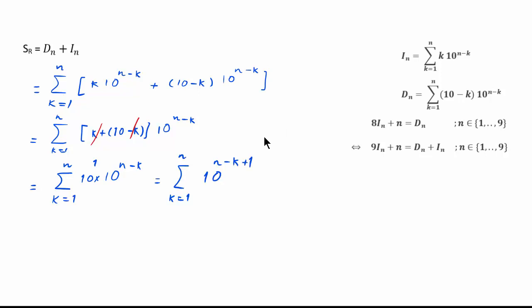And now we're going to use the method of changing the variable. Let's take all this term and call it i. And to know how this change in variable will affect the boundaries of the sigma, let's make this simple table here. When k is 1, i will be n minus 1 plus 1, which is n. And when k reaches n, i will be n minus n plus 1, which is 1. So here k equals 1 matches i equals n, and k equals n matches i equals 1.